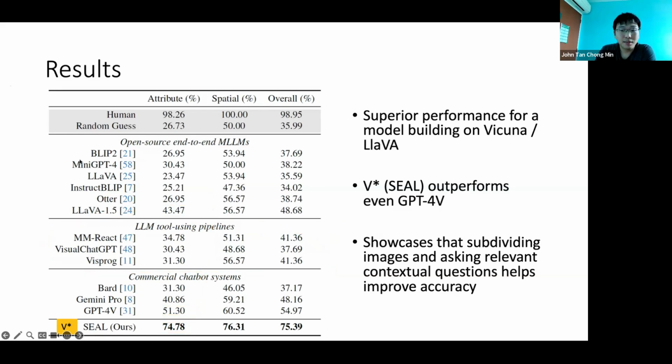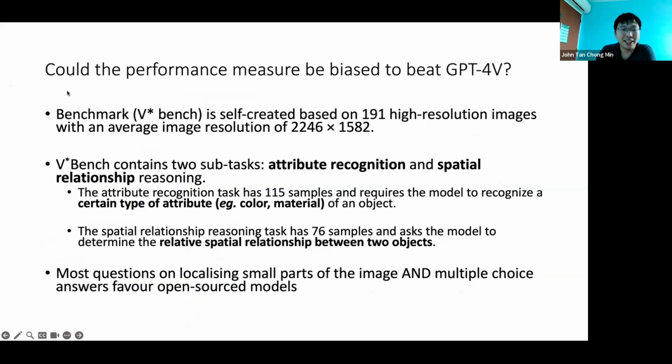So why do I say their benchmark is biased? Because they basically have this attribute recognition and spatial relationship tasks. The attribute recognition is to find an object, but if you look at the examples they give, the object is so tiny. It's purposely meant to make the image processing model have a hard time finding the object.